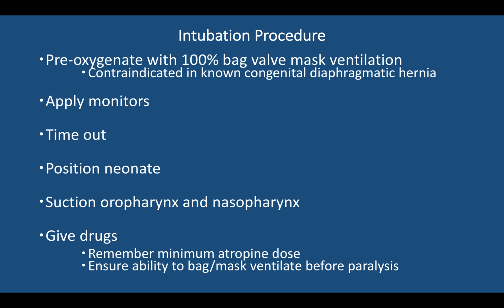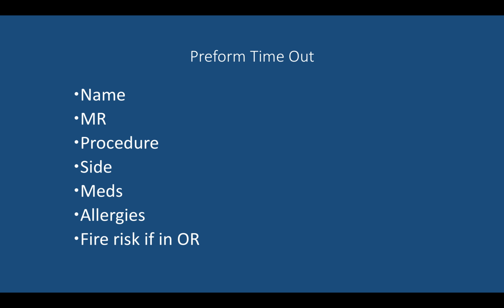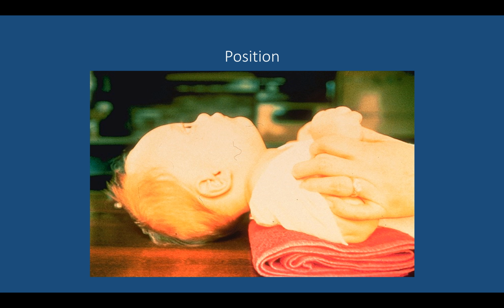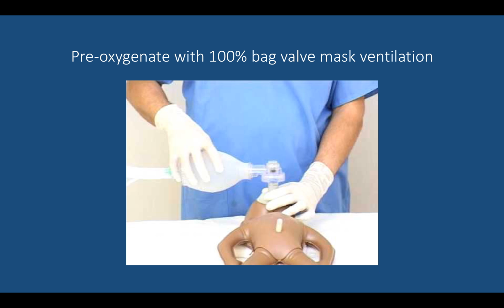If you need to paralyze a patient, make sure you're able to bag them first. Perform your timeout. Apply the monitors. Position the patient appropriately. Make sure you're pre-oxygenating and using a bag. If you have a neopuff available, this may be an acceptable option.